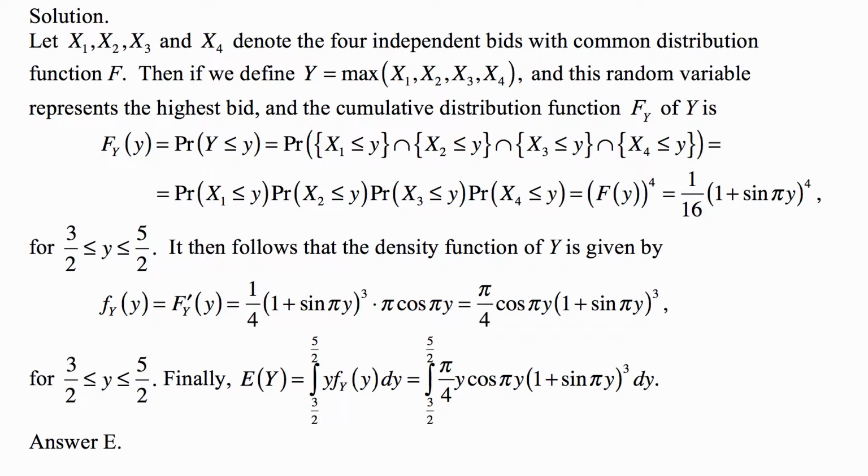And then we have the coefficient pi in front of y, a constant. So this can be rewritten as pi over 4 times cosine pi y times (1 plus sine pi y) cubed, for y between 3/2 and 5/2. And the expected value is the integral of y times the density from 3/2 to 5/2. So that's the integral from 3/2 to 5/2 of pi over 4 times y cosine pi y times (1 plus sine pi y) cubed dy, and that's answer E.